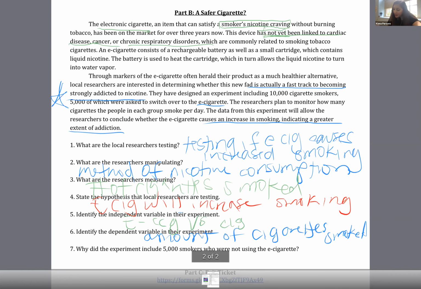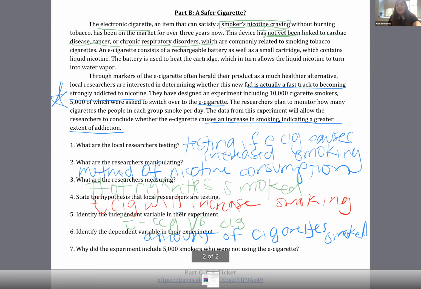And why did the experiment include 5,000 smokers who were not using the e-cigarette? That takes us back to the vocabulary terms that we went over. They are the control group. So they are showing typical smoker cigarette use, typical amount of smoking, and they're comparing those 5,000 smokers to the 5,000 smokers who have been switched over to the e-cigarette.